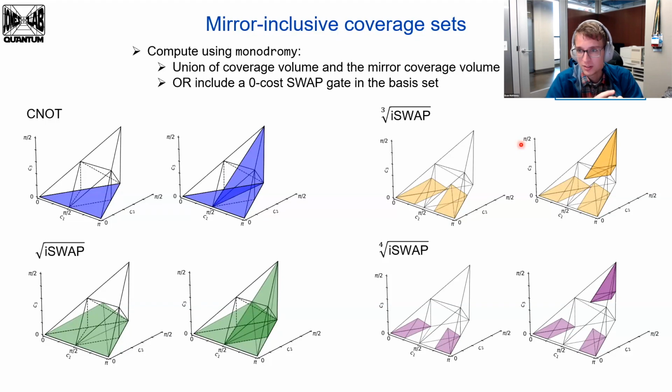Or, since the mirror is created just by having a swap gate, I can tell monodromy that my basis set includes a free swap gate. This would just be like arbitrarily relabeling the virtual to physical indexes of my qubits. I have a no-cost swap, and it will compute the possible circuits I could build. The possible circuits traditionally will build the polytope I'm familiar with, but I can just append a swap, and for the same cost, it will overlay its mirror polytope, which is how we create these regions.